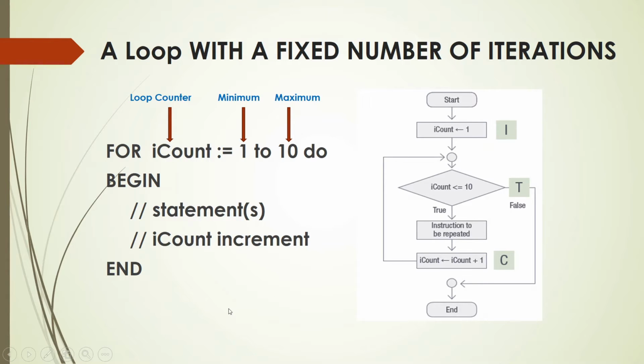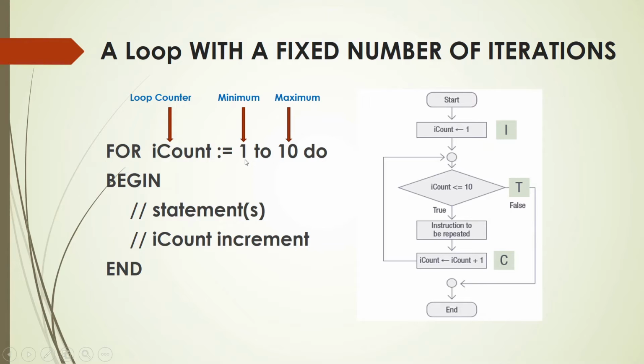The structure of the for loop, or the syntax of the for loop. It starts with the reserved word for. The variable that I've created is iCount, and that is my loop counter. This variable is of data type integer that must be declared before we actually start the for loop in the variable declaration section.